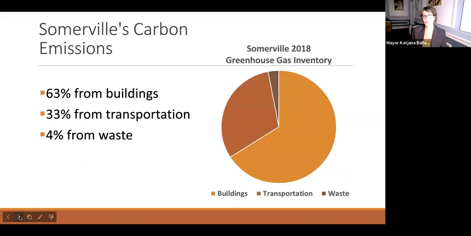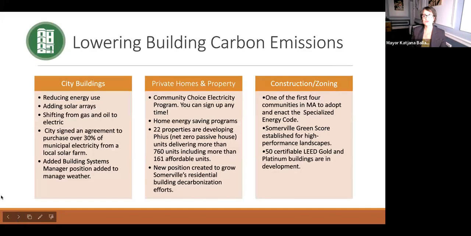So what does our work look like so far? We've been measuring our carbon emissions, for one thing. Approximately 2/3 of Somerville's greenhouse gas emissions come from buildings. About 1/3 comes from transportation, and about 4% comes from waste. To reach our goal of being carbon net negative by 2050, we are striving to eliminate nearly all our emissions. That's a tall order, but we have a path.